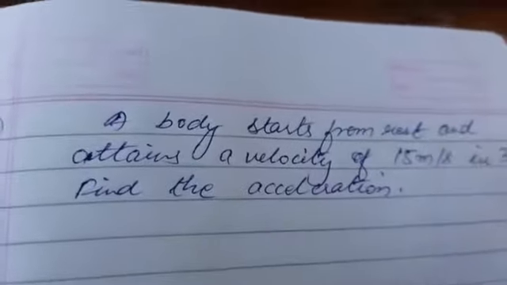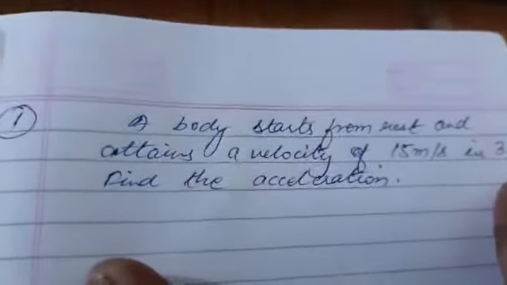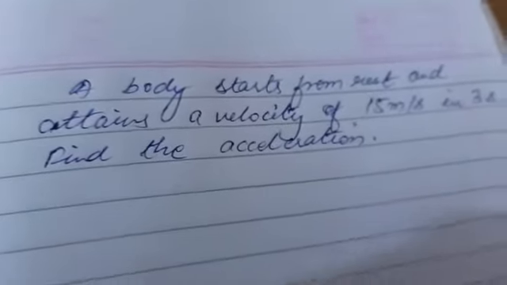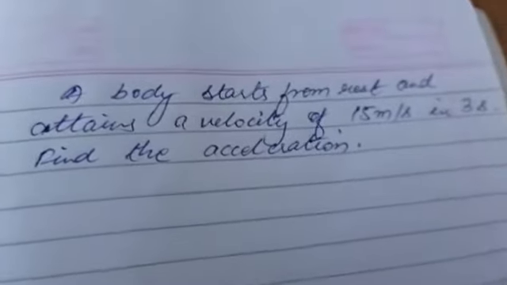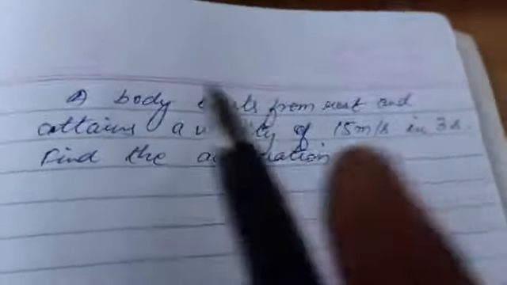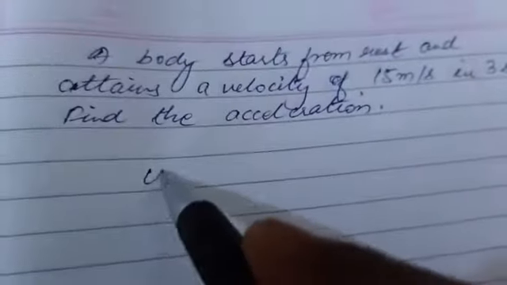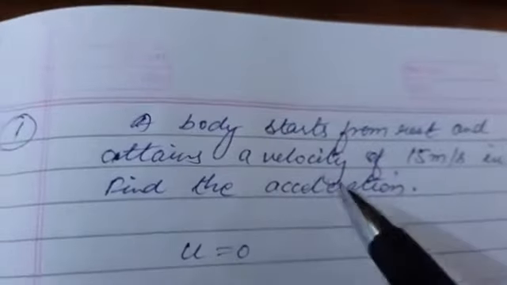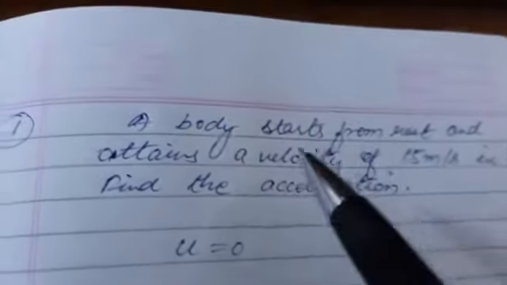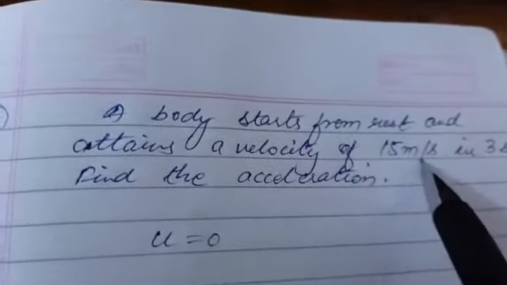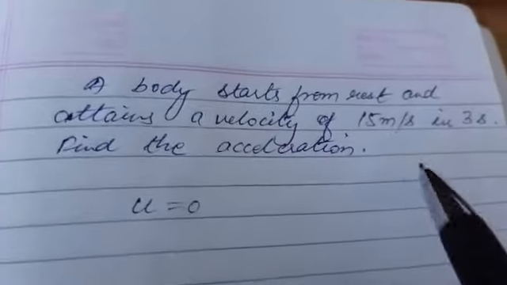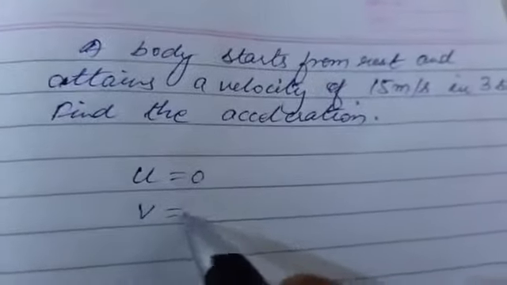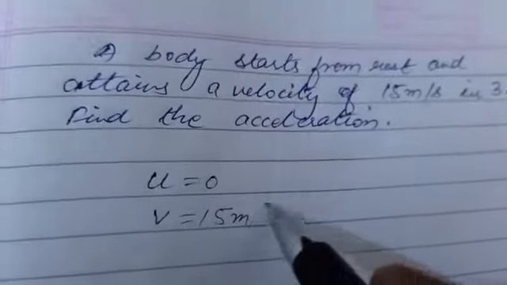A body starts from rest. So if you remember, कल ही मैंने आप लोगों को बताया था कि whenever a body starts from rest, what information do we get from this statement? We know the initial velocity of the body will be 0. Then it says it attains a velocity of 15 meter per second, that means finally its velocity becomes 15 meter per second. So the final velocity of the body will be 15 meter per second.